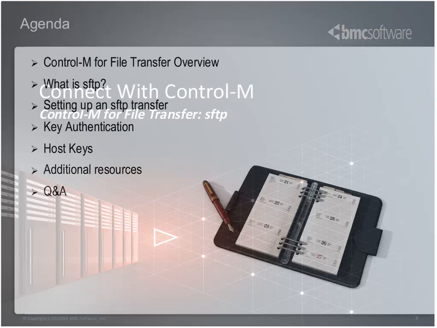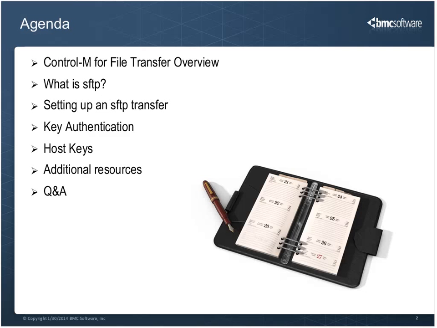So let's look at our agenda for today. Today we're going to talk about Control-M for file transfer in relation to SFTP transfers. We'll look at a brief overview of Control-M for file transfer. We'll look at what SFTP is, how to set up a basic SFTP transfer. We'll have a look at using key authentication and host keys, what they are, and we'll look at some additional resources, and at the end we'll have a Q&A session. If you have any questions, please enter them into the Q&A panel and we'll discuss them afterwards.